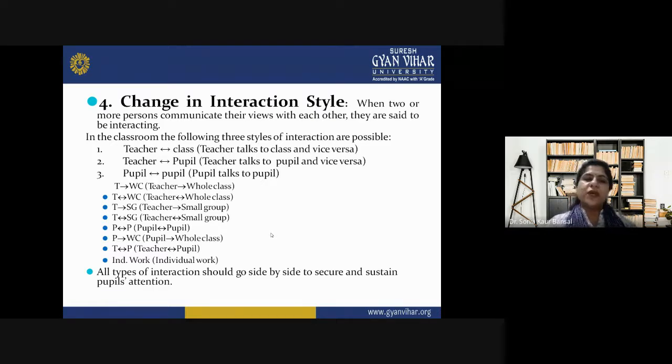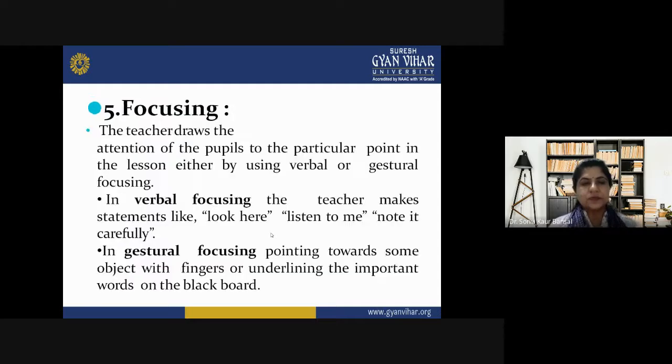It's very tough to draw the attention of students all the time, students. So it is helpful when we follow these types of interaction styles in the class. It will make your teaching very interesting when you are talking to the class sometimes, talking to pupils sometimes, and vice versa, when the class is talking to you and pupils are talking to you.